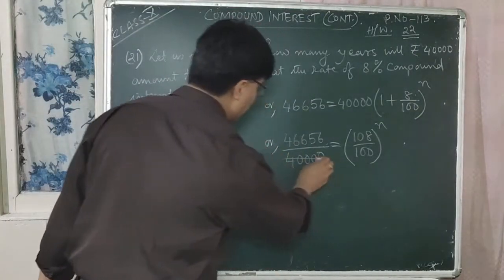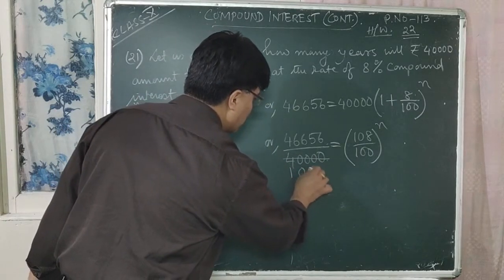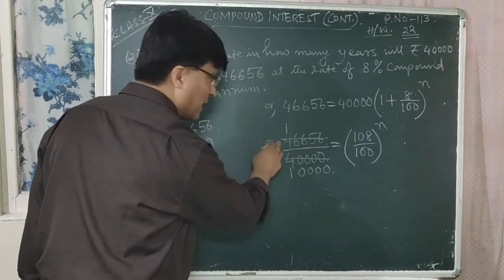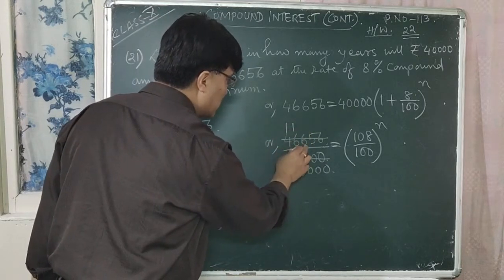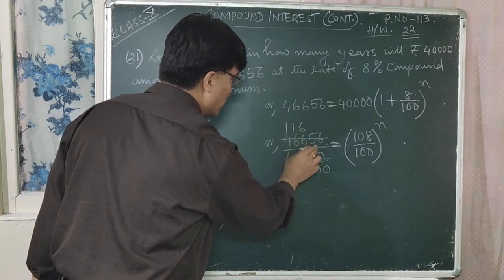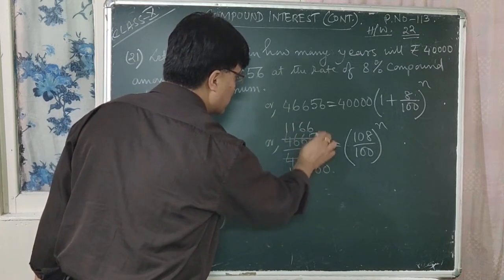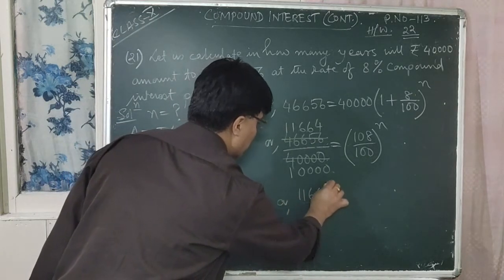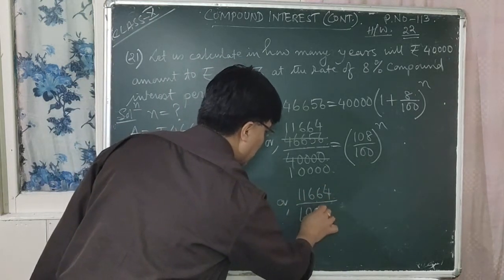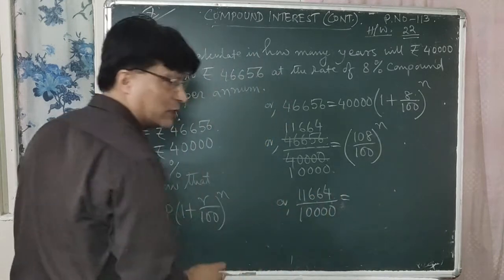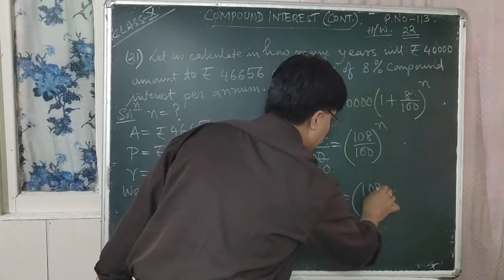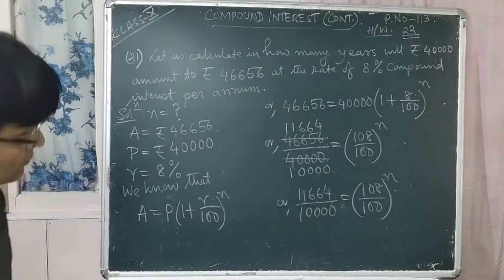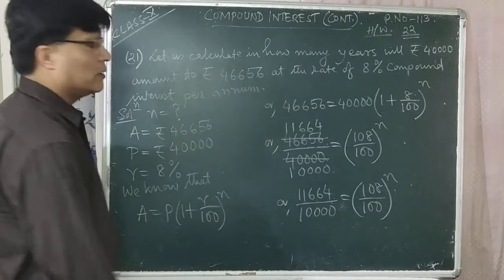You can cancel it by 4. 4 ones are 4 and 4 zeros. You can cancel it by 4. 4 ones are 4, right? 4 ones are 4, 26. 4 sixes are 24, 25. 4 sixes are 24, 16. 4 fours are 16. So we get 11664 divided by 1 and how many zeros? 4 zeros, which is equal to 108 divided by 100 whole to the power n.